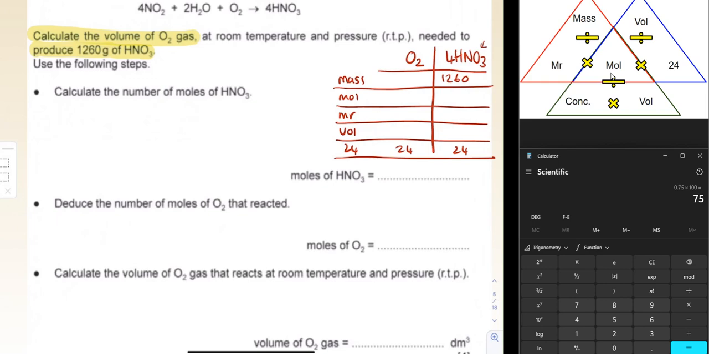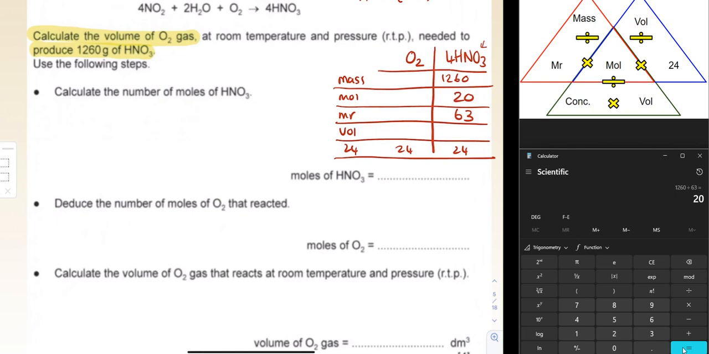So the MR of this is 1 plus 14 plus 16 times 3. So I'm going to do that on my calculator. I'm going to do 16 times 3 first. Then I'm going to add 15. That gives me 63. Now I can work out my moles because I've got my mass and I've got my MR. My mass divided by my MR. So I need 1260. I divide that by 63 and that gives me 20. So I've got 20 moles of that.